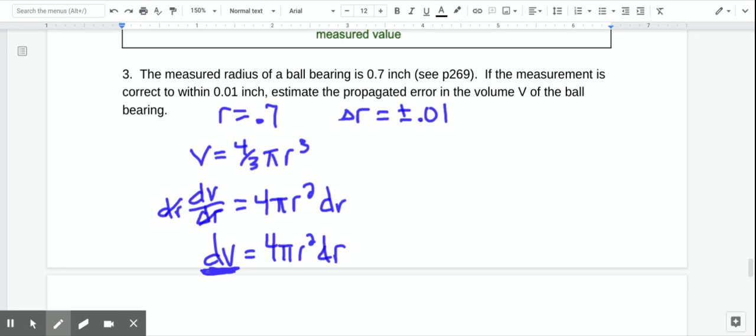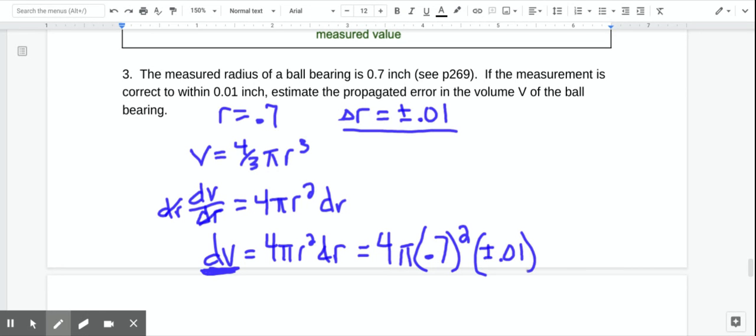What we want to know is, if our measuring device is off by 0.01, 1/100th, how much could our volume be off. So all we have to do is plug in. We have 4 pi, our radius is 0.7, and dr, that's delta r, is plus or minus 0.01. When we plug that all into the calculator, we get plus or minus 0.06158 cubic inches.